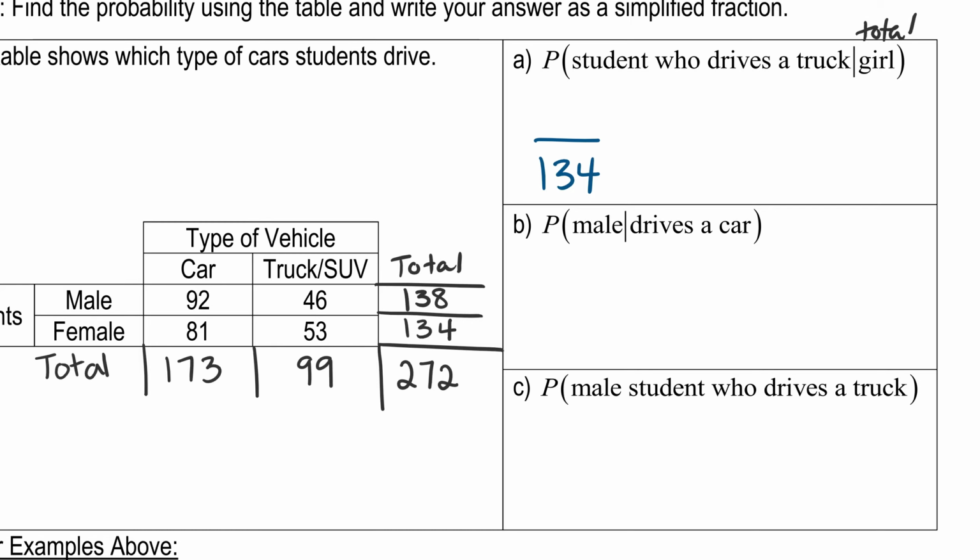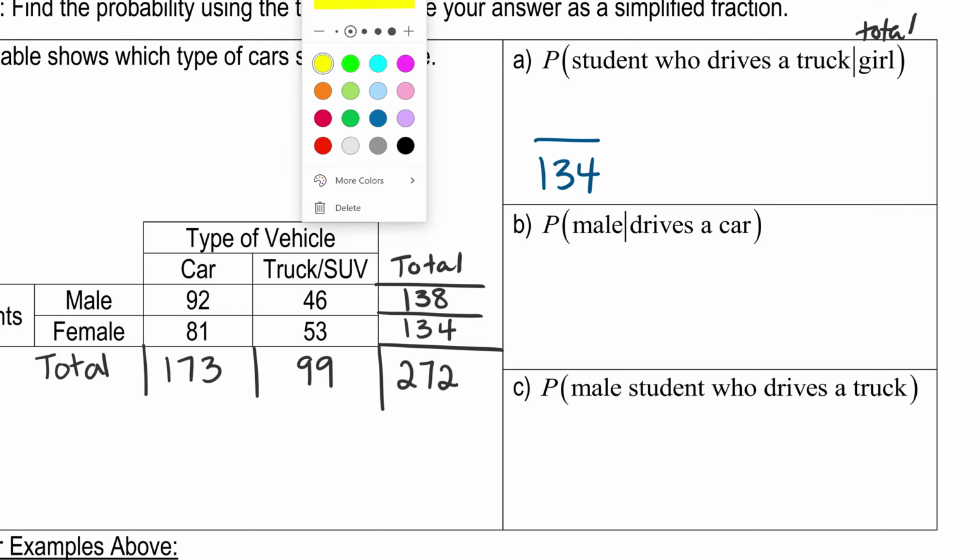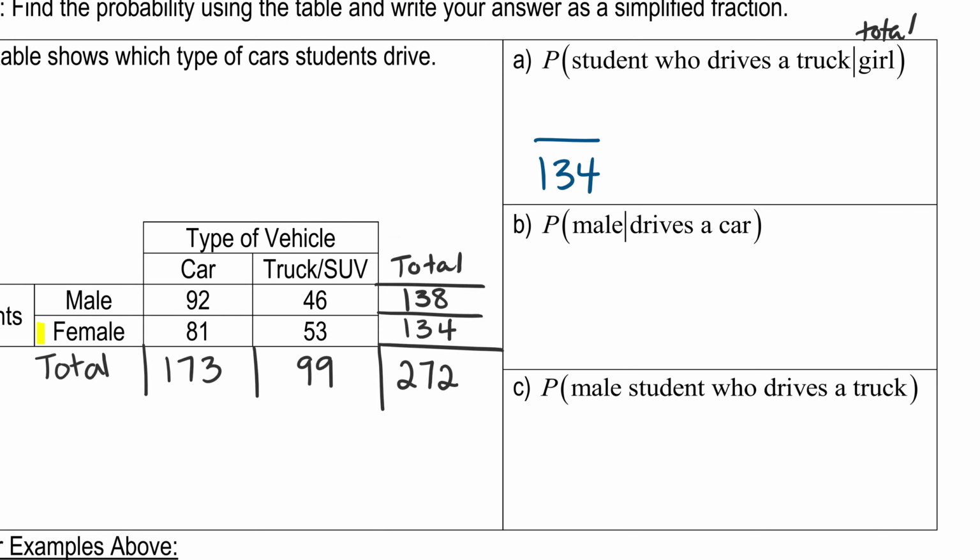Well, all we do is, here, I'll use a highlighter and then get rid of it in a minute. I only want to look at this row right here, because it tells me on the end, given that it's a girl. So I can only look on the female row. I can't look anywhere else. I don't want to look at males. I don't want to look at anything else.